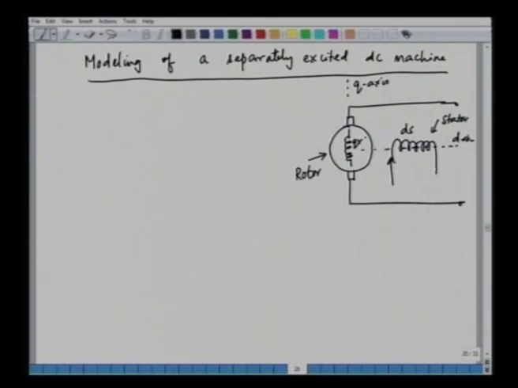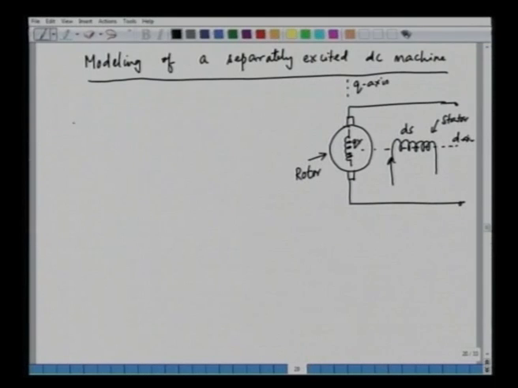So, we can write down the equation here. We have just two windings here, so we do not have to write a 4 by 4 matrix equation. We have to just write a 2 by 2 matrix equation, because we have only two windings in this case. Other windings are non-existent. So, we can write down the equation like this: VDS and VDR. This is the rotor and this is the stator.